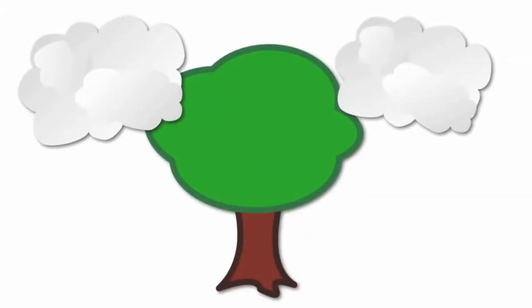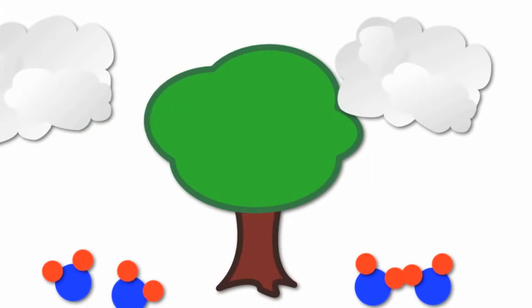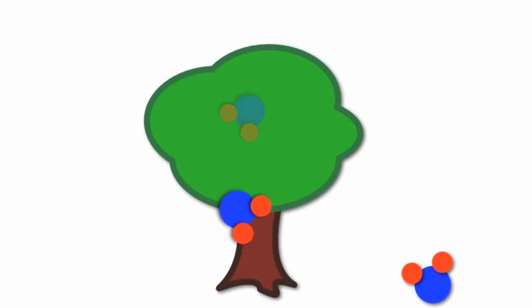Plants obtain their raw materials from their environment. When it rains, water is released into the soil. This water then travels up through the roots of plants and makes its way into the leaves.